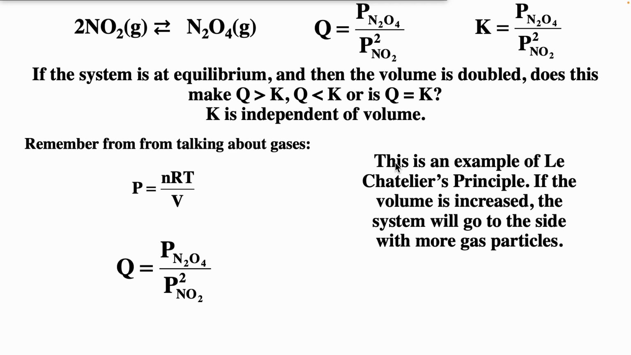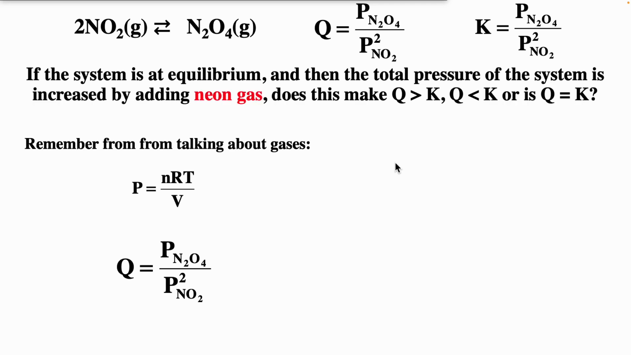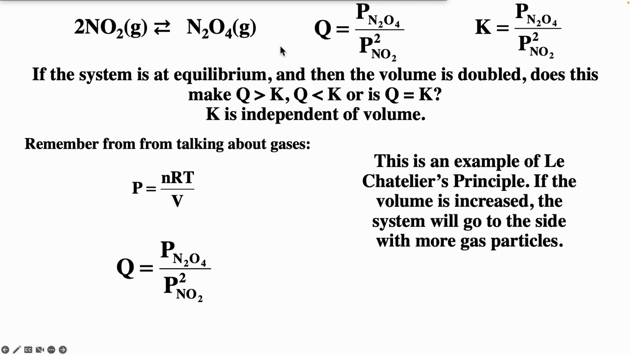And so because Q increased, that means products will form more reactants, like I said initially. So again, if you have more gas particles, reactants, and you increase the volume, more reactants will be produced. If you have more gas particles, products, and you increase the volume, more products will be produced. If you have more gas particles, reactants, and you reduce the volume, the system will want to go to less gas particles, and so products will be reduced.